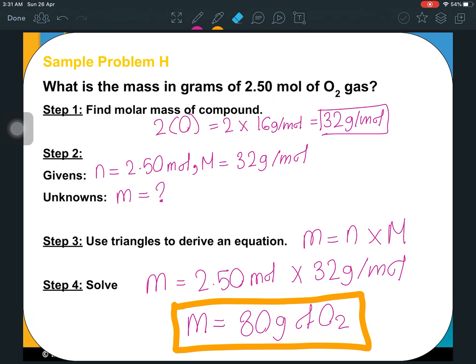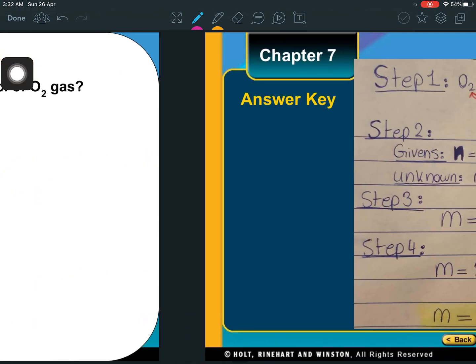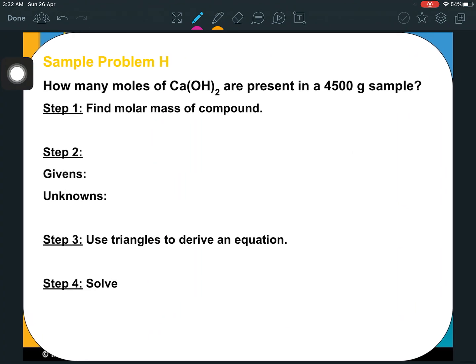Perfect. That's how you start these questions. They're exactly the same as the questions we've been doing in days 1 and 2. The only difference is that before you get started, you have to find the molar mass of your compound, because now we're dealing with compounds, not elements. So let's try another question here.